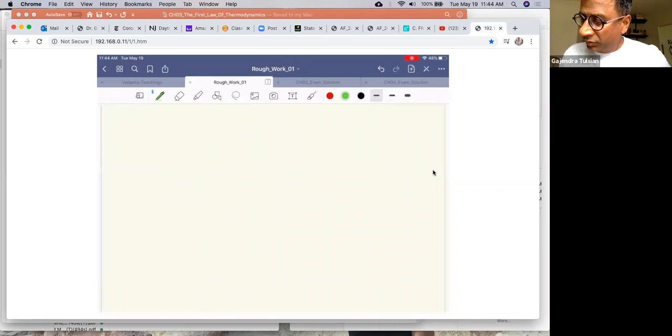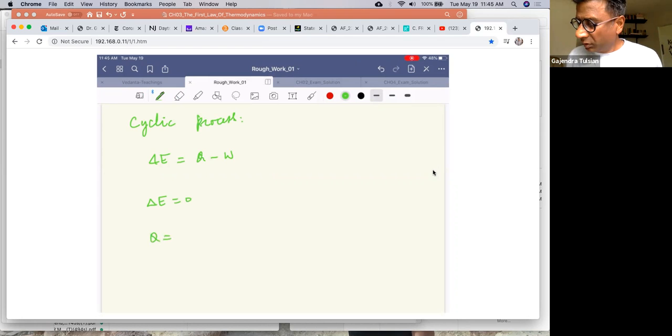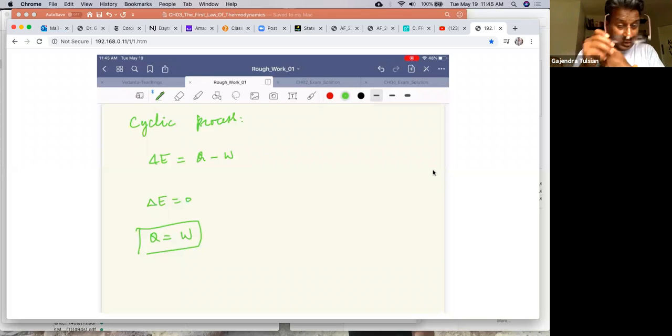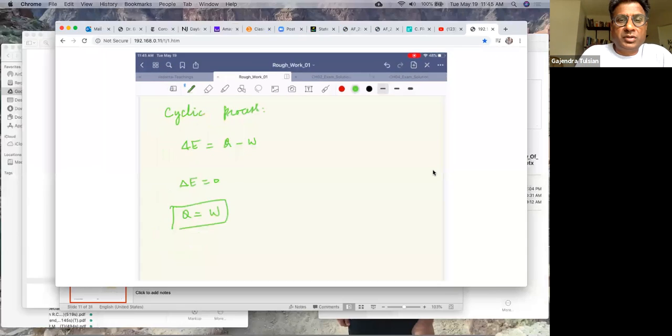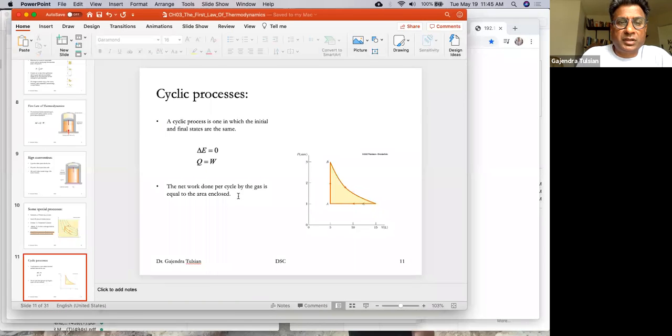Okay, so here's a cyclic process, and here is the first law of thermodynamics. And in a cyclic process, this is 0. So the work done during that process is equal to the heat added to the system. So that's what we have to say about those terms in the cyclic process, and that's what we're saying here.